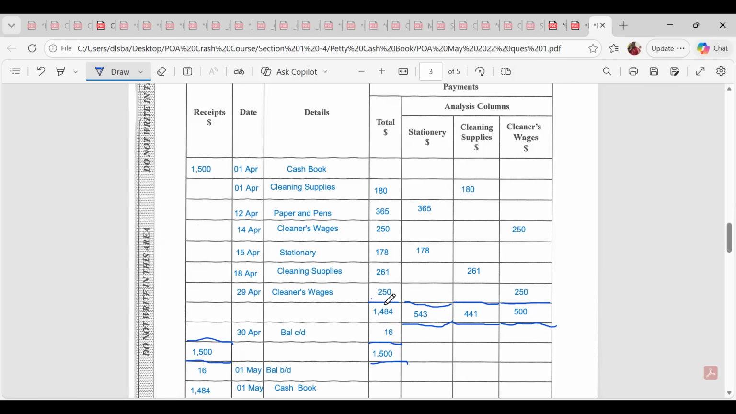I have to record all my totals. I have to record how much money I have remaining, and that will be my balance carried down. So I'll look at the amount that was given to me to start, which is the 1,500, and then I'll minus the total I spent, which is 1,484. And that will give me my balance carried down.